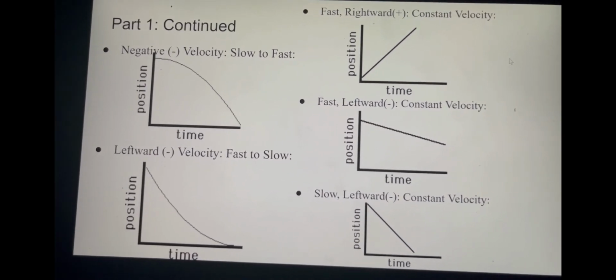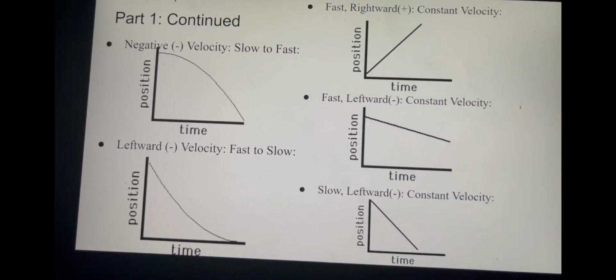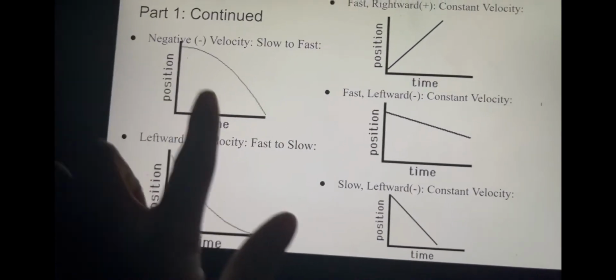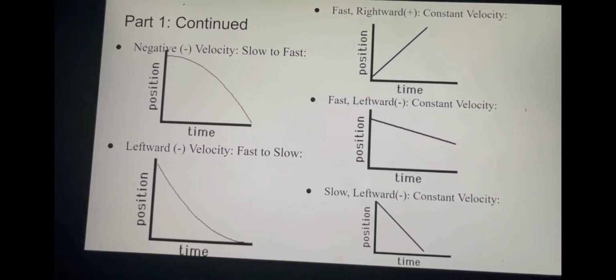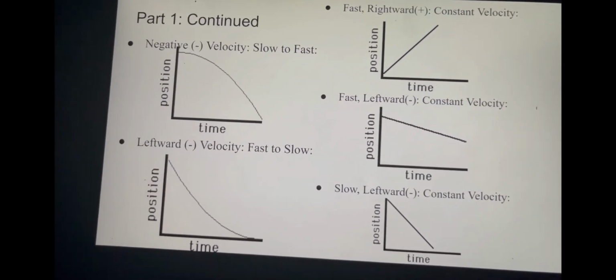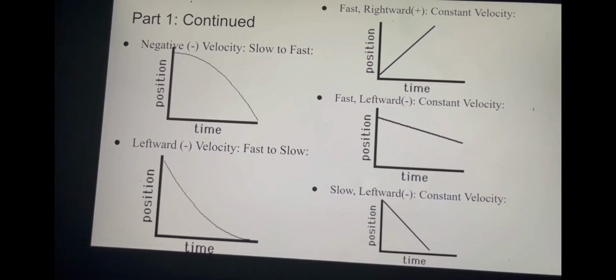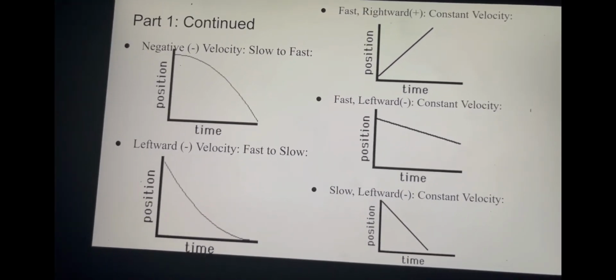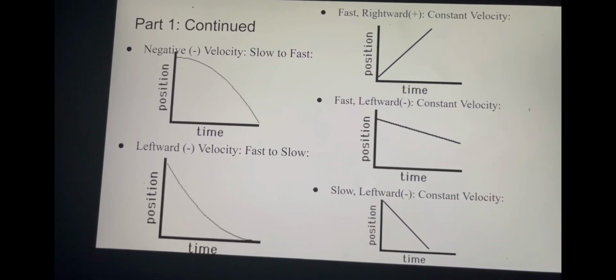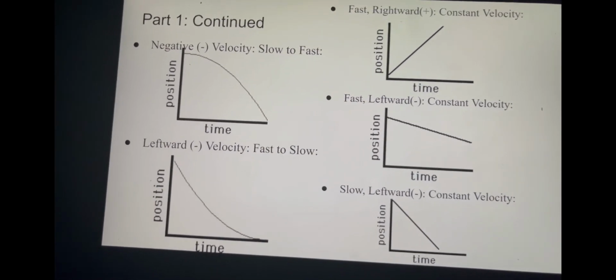Let's say we have a positive velocity from slow to fast. It'll be the inverse of this graph. Just as a rightward fast to slow would be the inverse of this graph. It'll just be going in a positive or rightward direction, but the curve will stay the same.